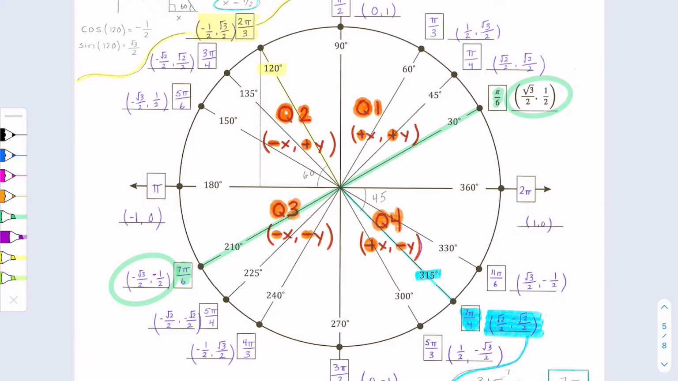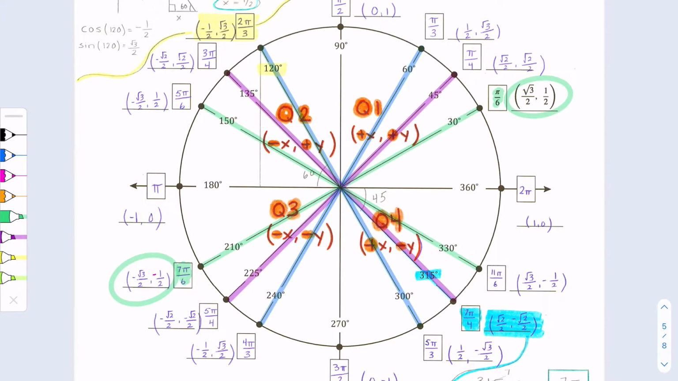I could highlight across 45. That's the same as 225. I can highlight across 60, which is the same as 240. And then I can recognize that this pattern also reflects into quadrant 2 and quadrant 4. So 120 and 300 are the same as 60 and 240. 135 and 315 is the same thing as 45 and 225. And 150 and 330 is the same as 30 and 210.